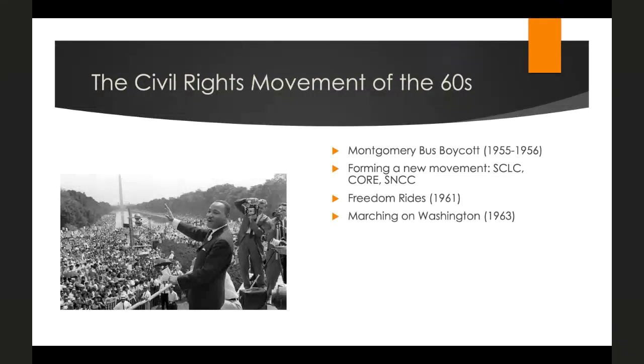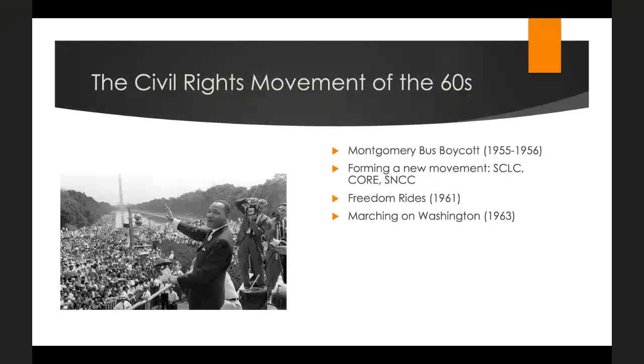In 1963, A. Philip Randolph and Bayard Rustin organized the March on Washington for Jobs and Freedom, known as the March on Washington, that took place on August 28th, 1963. It's estimated that over 250,000 people, a majority of whom were African American, marched. This was one of the largest political rallies for human rights in U.S. history.